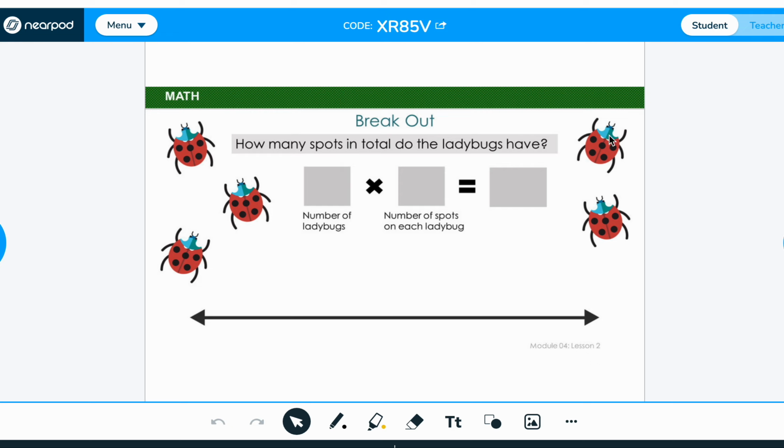All right, so let's go ahead and check out ladybug spots. So check out my ladybug spots. This will be our final one before we go and do our assignment and talk about your assignment today. So how many spots in total do the ladybugs have? So let's kind of take a look at this one. So 5. So how many groups do I have? So that's my number of ladybugs. So go ahead and pause the recording. You got this.